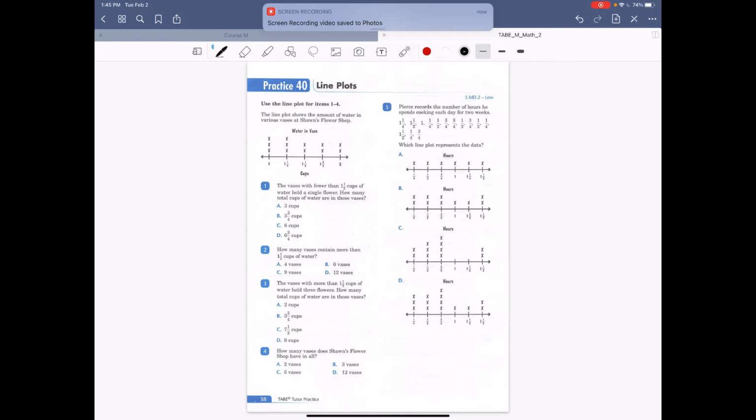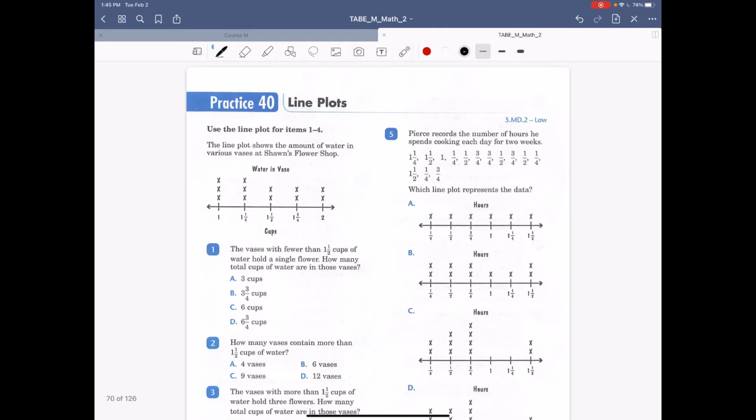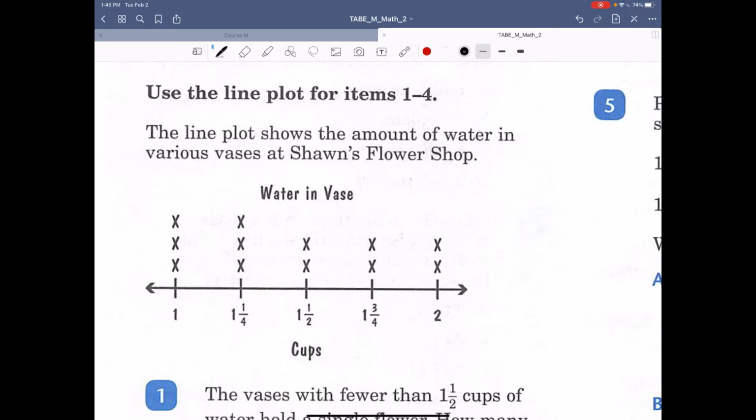This is page 38 of your workbook. And let's take a look at this first one. It says to use the line plot for items 1 through 4. So let's study this line plot that shows the amount of water in various vases at Sean's flower shop.